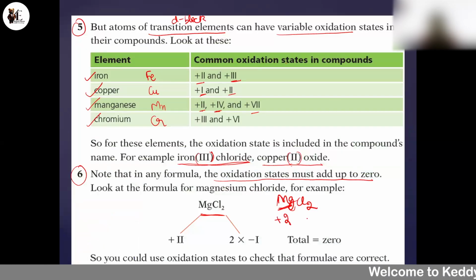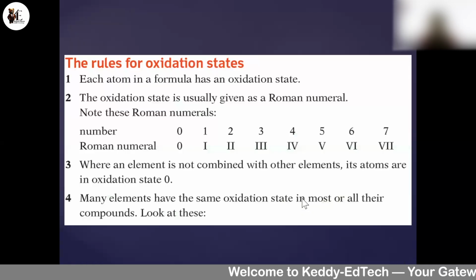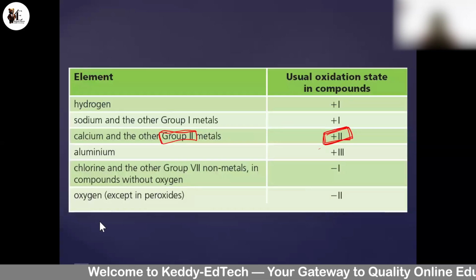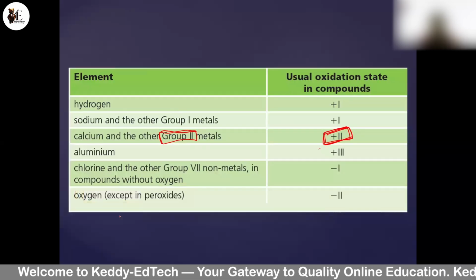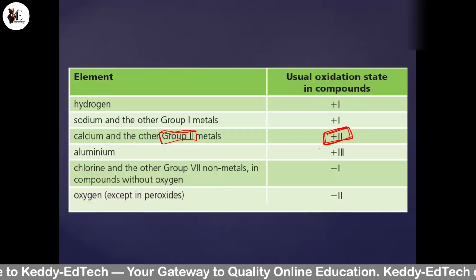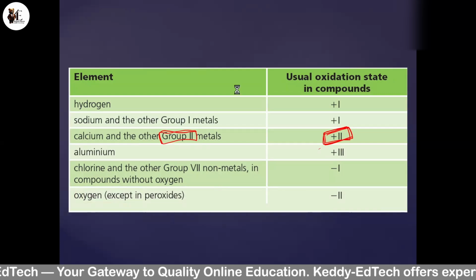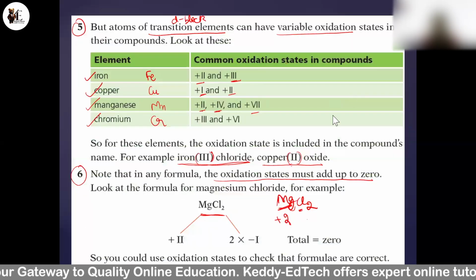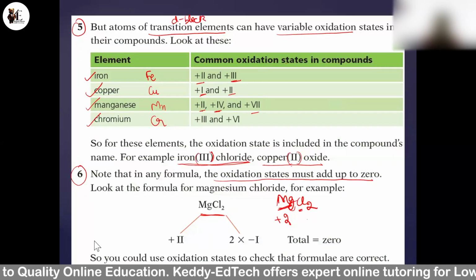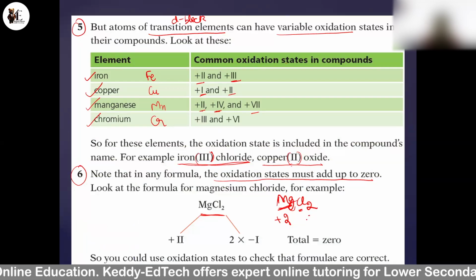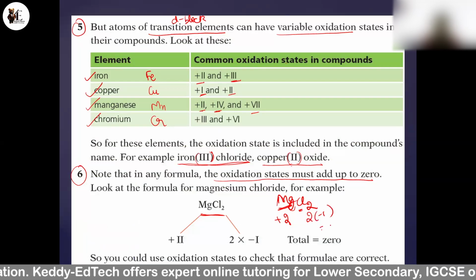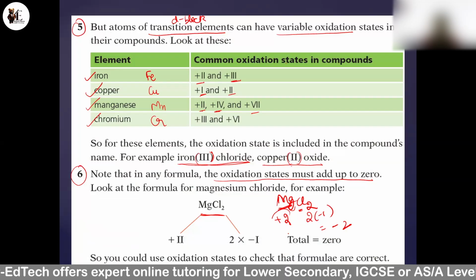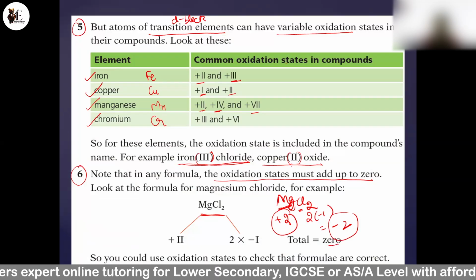Okay. And the chlorine. What is the oxidation state for chlorine? Look at the table again. Tell me the oxidation state for chlorine. -1. Yes, it is -1. So there are two chlorine atoms. So you have to multiply 2 with the -1. It becomes -2. So you can see here that +2 and -2 add up to 0.